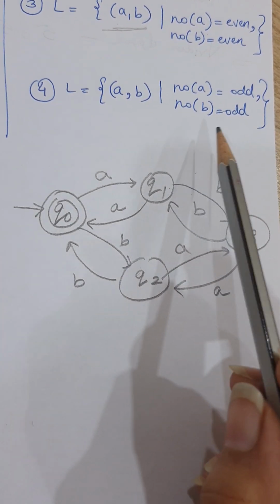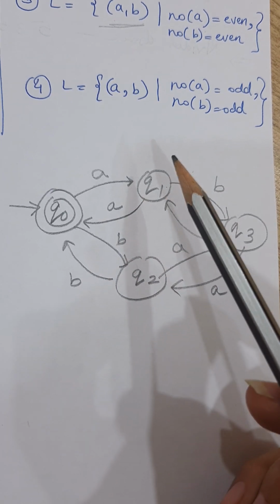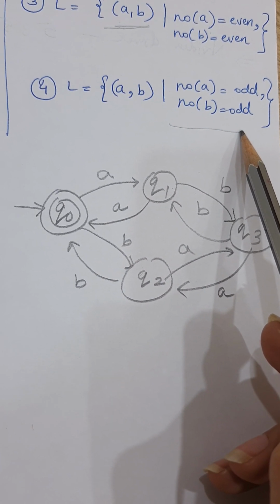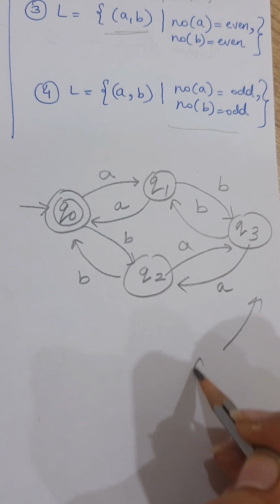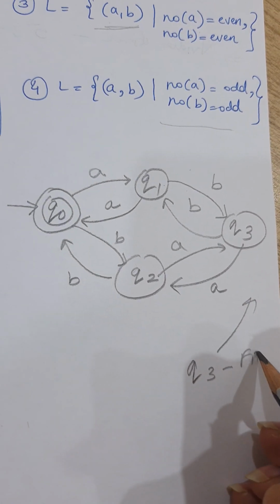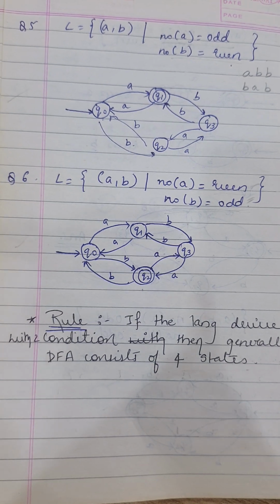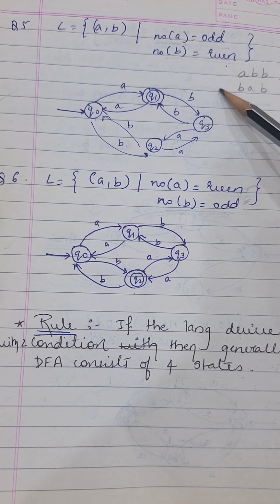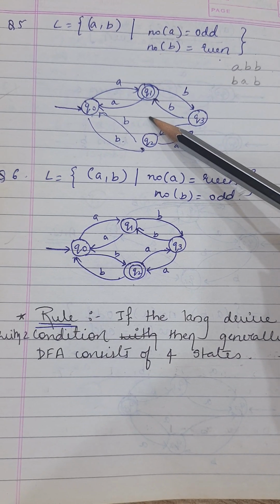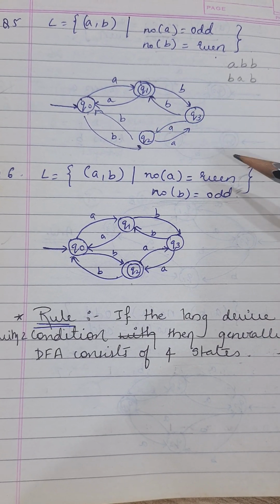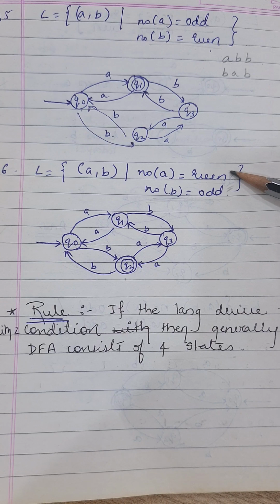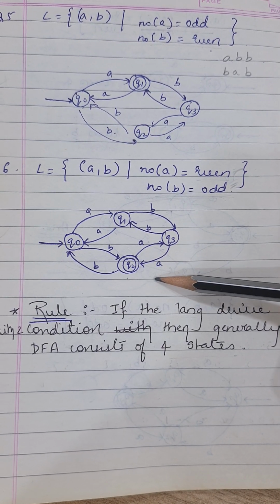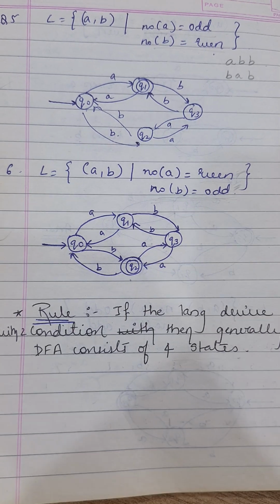Now the fourth question, again A, B are allowed, but now it says both should be odd. So for both A and B to be odd, this Q3 will become my final state. Next question, for odd number of A's and even number of B's, Q1 will become my final state. And if I need to have even number of A's and odd number of B's, then Q2 will become my final state.